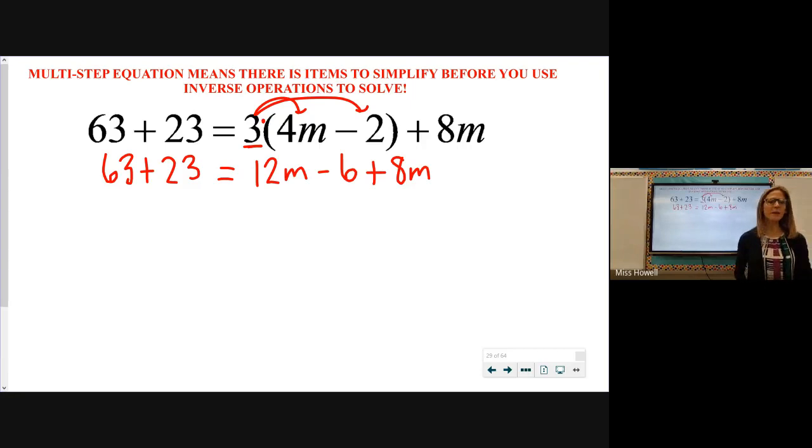All right, we're definitely not back to the most basic simplified version yet because we still have some like terms that can get combined. And more specifically, we have like terms on both sides we can combine.